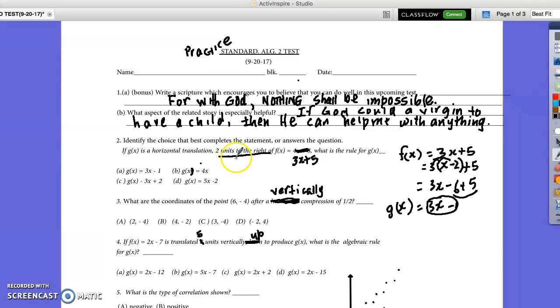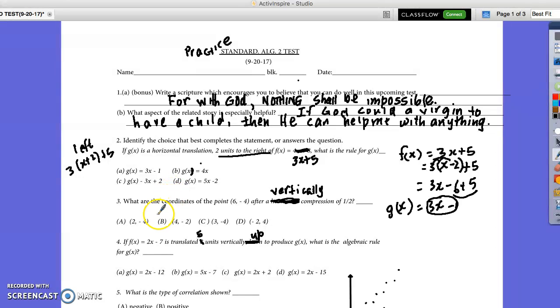If you were asked to translate 2 units to the left, then this would be x plus 2. So if it were 2 units to the left, let's just put a note here. You'd write 3 times x plus 2, but don't forget you'd have to still add the 5, plus 5. Okay, so that's that one, and that would be choice A.